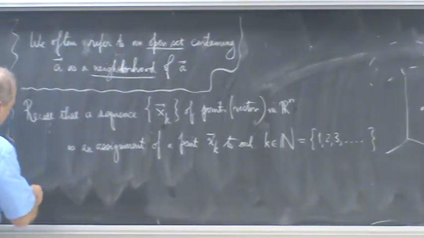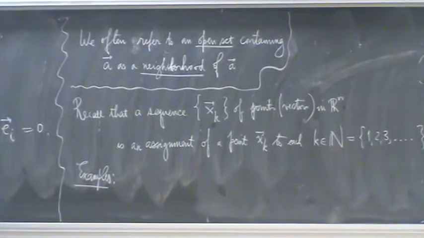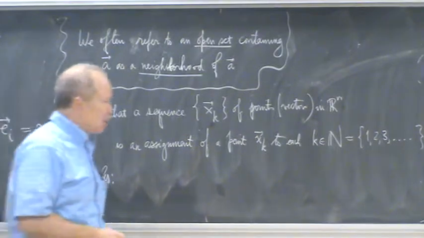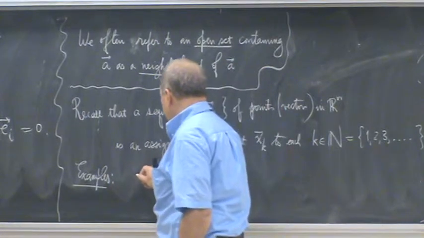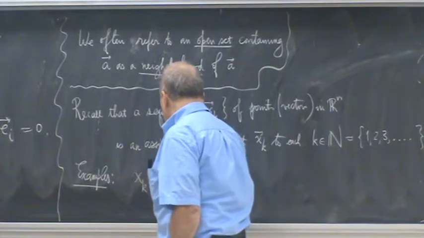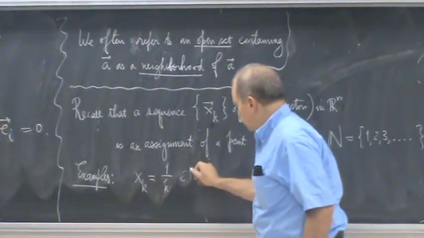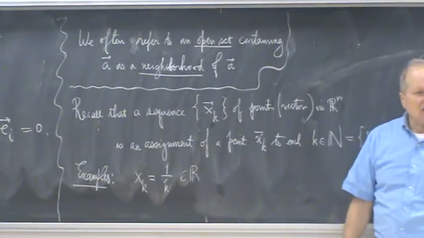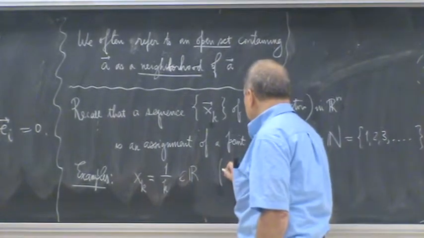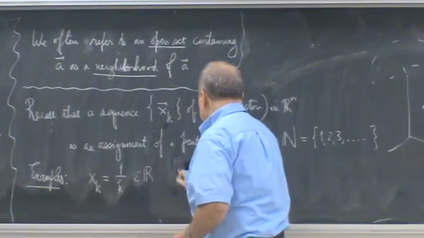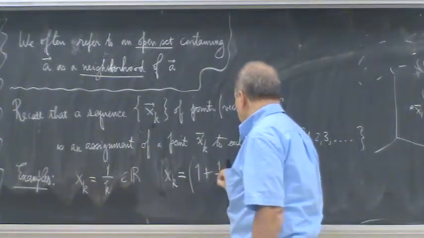So what are some examples of sequences? Well, you could go back to stuff you did in calculus for real numbers. 1/2, 1/4, 1/8. So you could do 1/k, where I'm doing now real numbers. And that would be a sequence, 1, 1/2, 1/3, 1/4, dot, dot, dot. A more interesting sequence would be to take x of k, notice I'm not putting vectors here because these are real numbers, (1 + 1/k)^k.